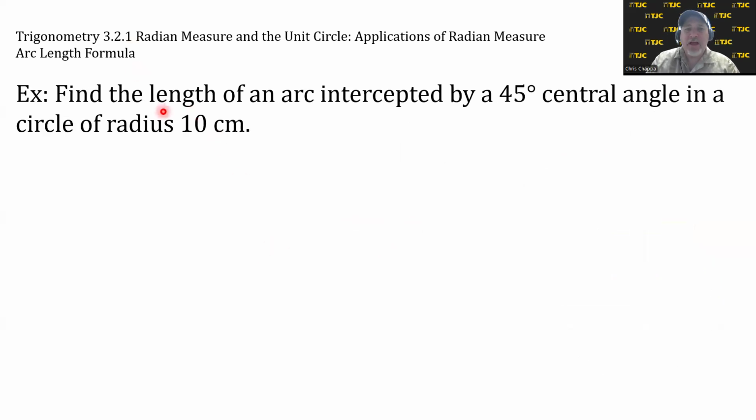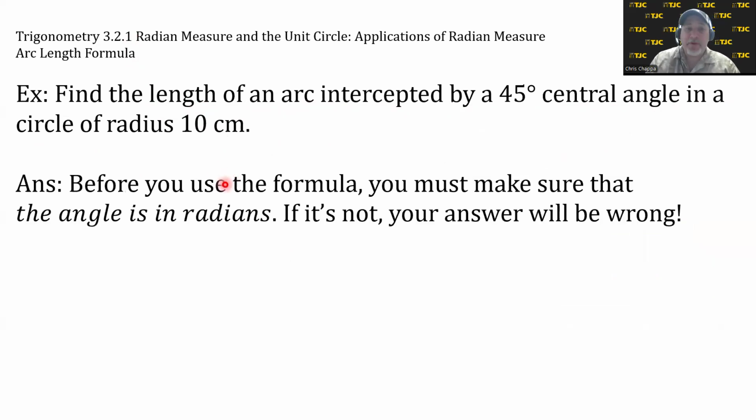For example, find the length of an arc intercepted by a 45-degree central angle in a circle of radius 10 centimeters. Well, we were given the central angle measure and the radius, which we both need to calculate the arc length. There's a slight problem. Before you use the formula, you must make sure that the angle is in radians. If it is not, your answer will be wrong.